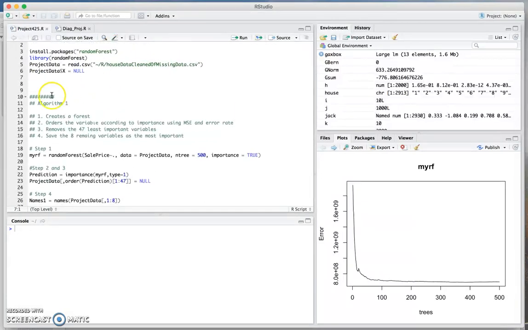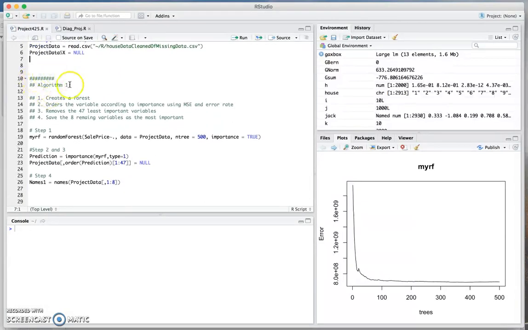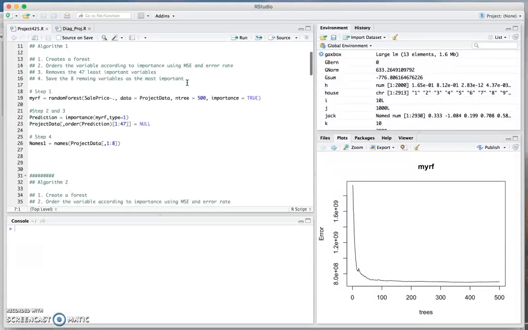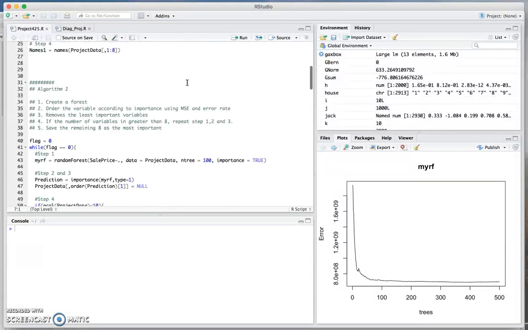Here in our R code, we can see the first algorithm. First we create a forest, and then we order the variables according to importance using the importance function from the random forest package. Then we remove the 47 least important variables and save the 8 remaining variables as the most important. This is, of course, a very straightforward way to do it.